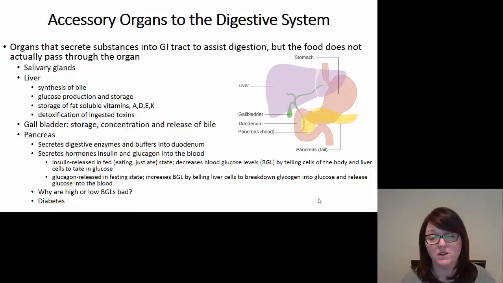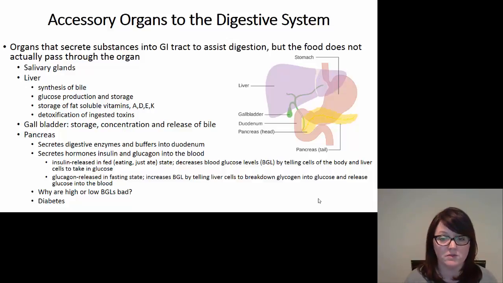Diabetes is a condition where we have an inability to regulate blood glucose levels. And there are two main types of diabetes, type 1 diabetes and type 2. Type 1 diabetes is also known as insulin-dependent diabetes, and this is caused by an autoimmune disorder. So these individuals are unable to make insulin because their body has destroyed their insulin-producing cells in their pancreas. So these people are dependent upon insulin injections, hence insulin-dependent diabetes, in order to regulate blood glucose levels.